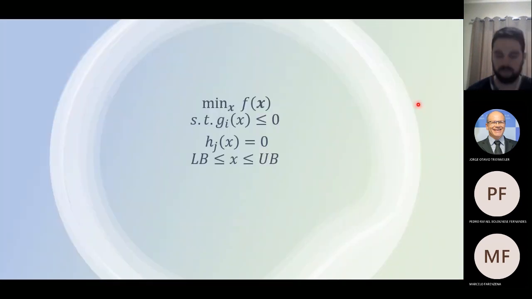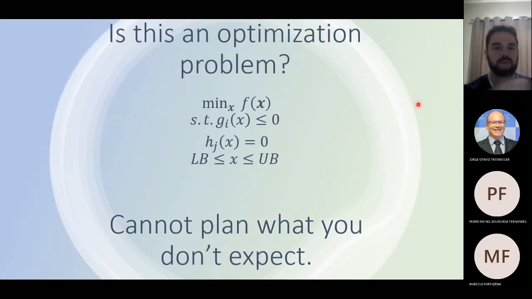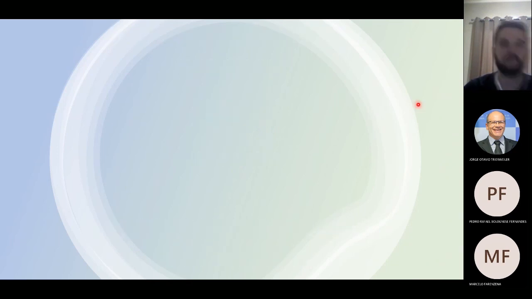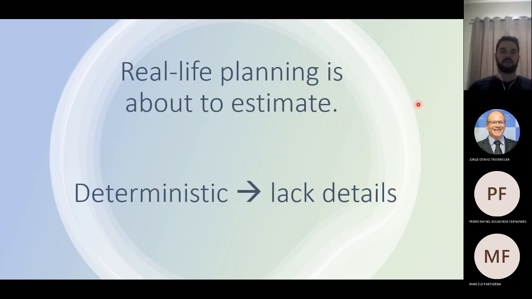Okay, so first I will ask a question here. Is this an optimization problem? We cannot actually plan what we don't expect because it will be far from the reality in real practice. So real life planning is about estimating, okay? Our estimation says everything.